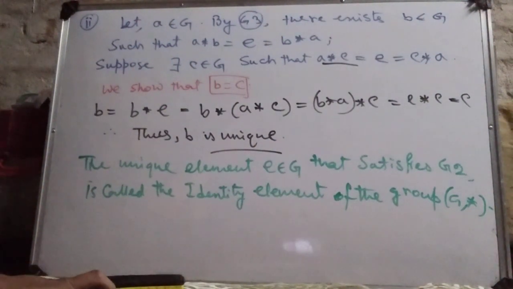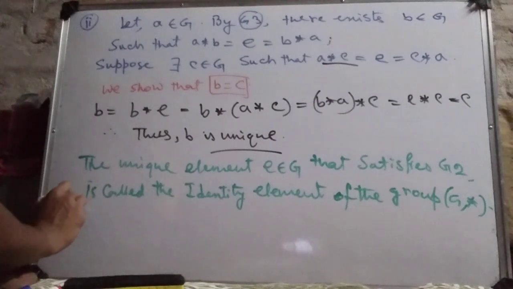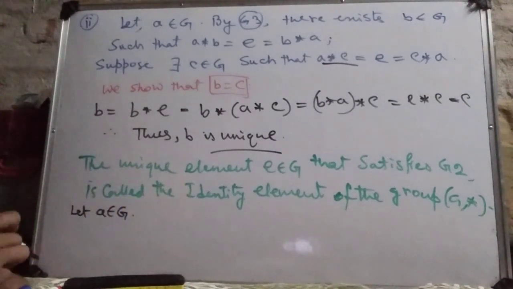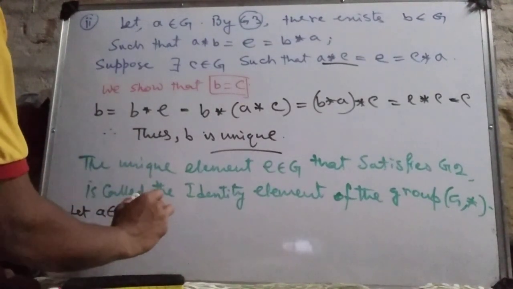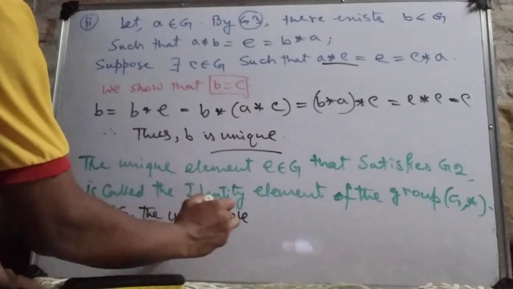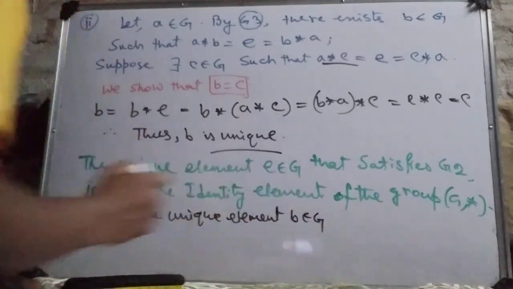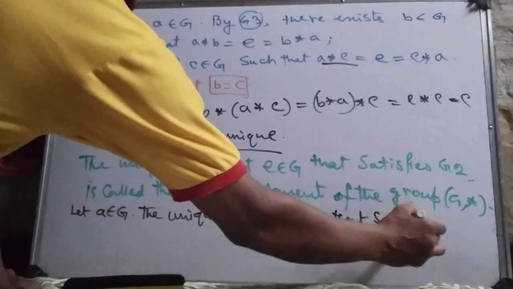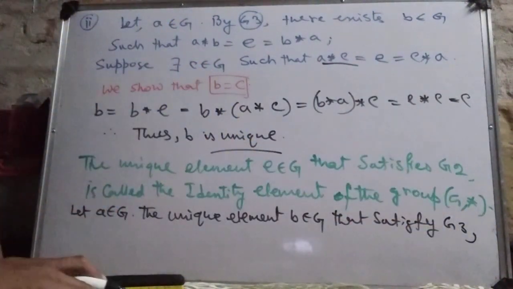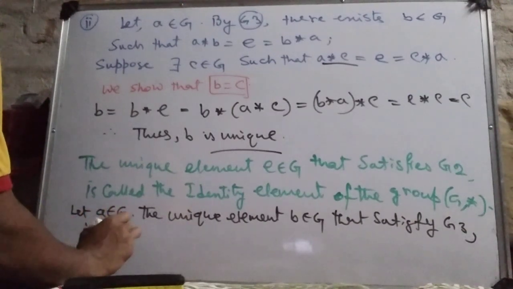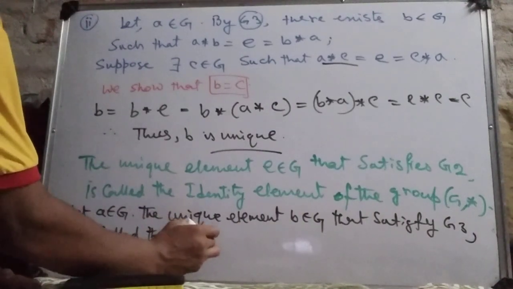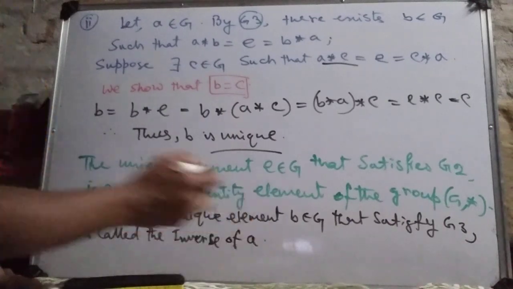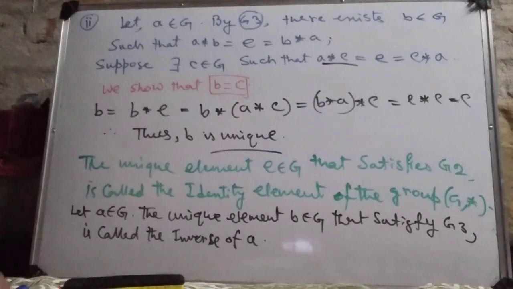Okay, next we talk about that. Here let A belongs to G, then the unique element B belongs to G that satisfies G3 is called the inverse of A. Understood? I think not a problem at all.